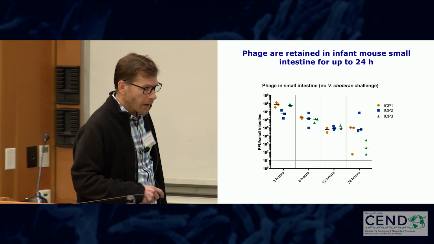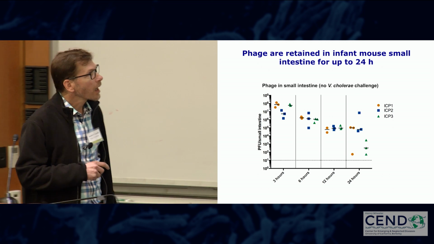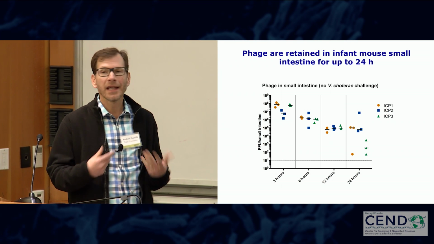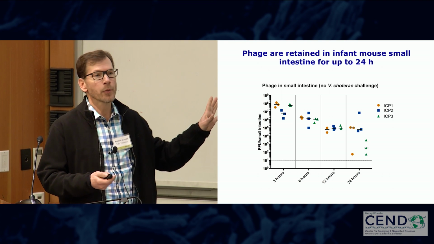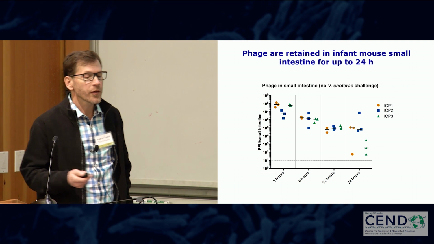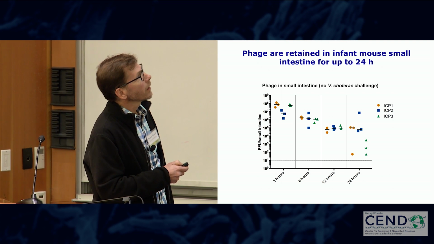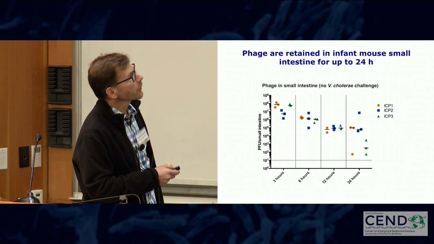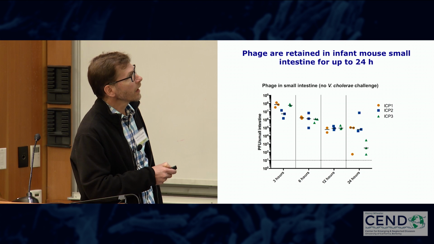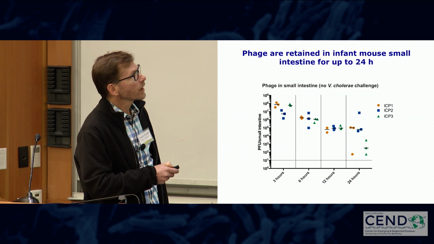So encouraged by that success with a cocktail of phages, we then started to study this further. How well retained are these phages? That was just a 3-hour prophylaxis. So we got permission to go out to 24 hours in our infant mouse model. What we are looking at here is retention of the 3 phages over time. And you can see that the phages are very well retained. By 24 hours, there's still good retention of ICP1 and 2, but ICP3 is really starting to wane.